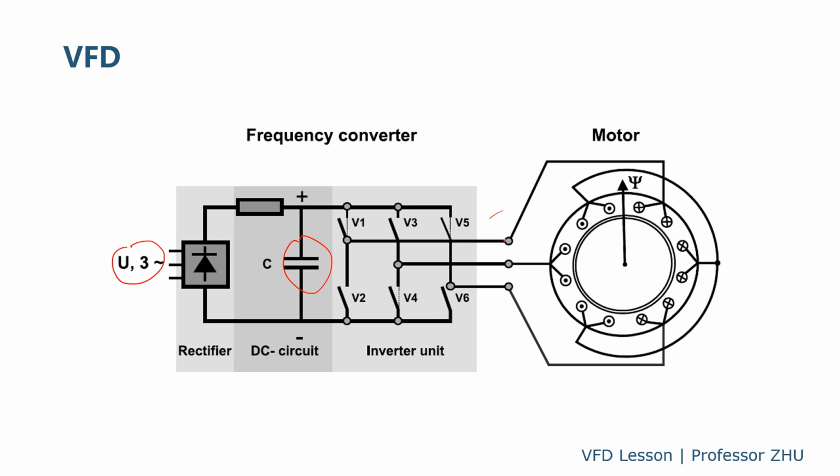The output of the VFD is wired to these three terminals of the motor. The motor can be either an induction motor or a synchronous motor. And by changing the frequency of the VFD output, the speed of the motor can be changed.